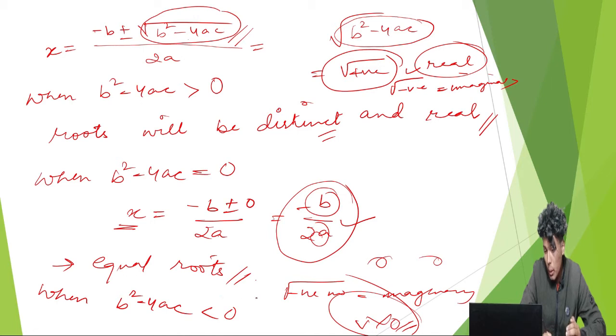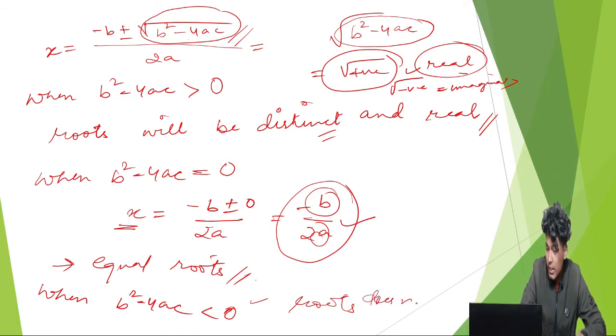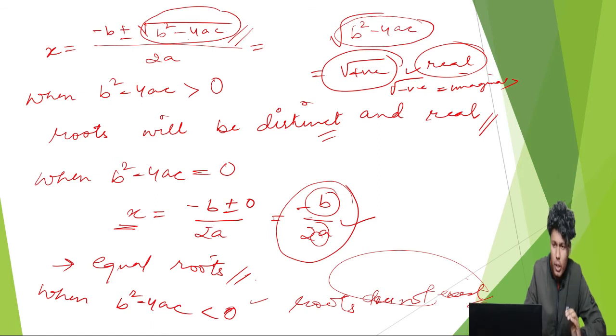So b square minus 4ac is less than 0. So the roots are unreal or imaginary, or does not exist, or whatever you want to say. That's all you need to understand. Now let us look forward and see the questions. We have understood three conditions: b square minus 4ac greater than 0, equal to 0, and less than 0. It will be clearer when you do the questions.